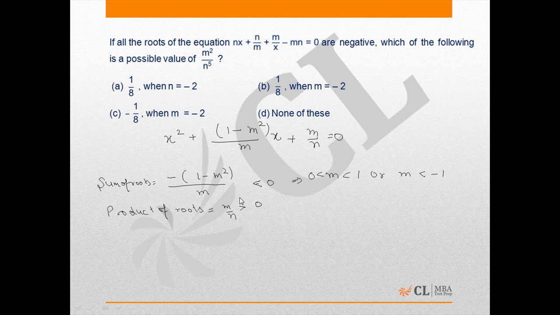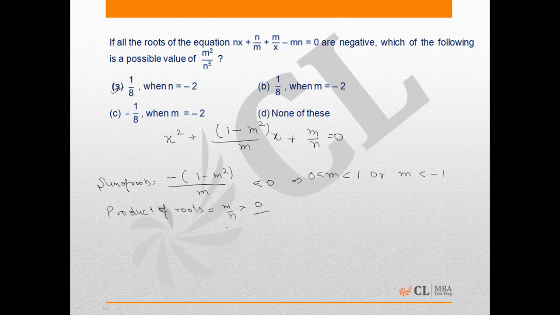These are the two cases, and if m is positive, n has to be positive. If m is negative, n has to be negative. Only then there will be this possibility. So n's value will be dependent upon m's value. Now let's try to calculate the value of first.